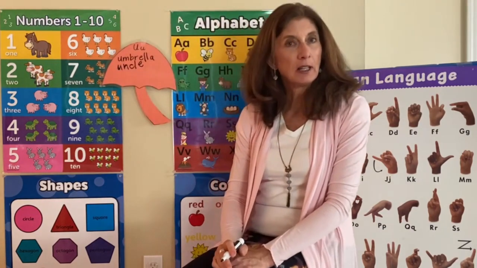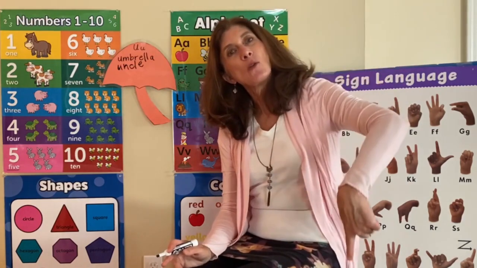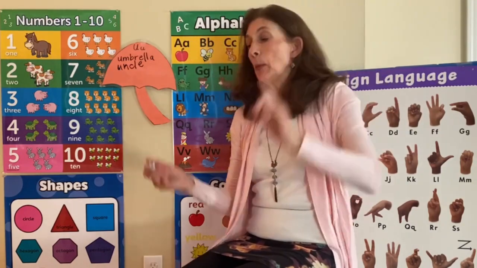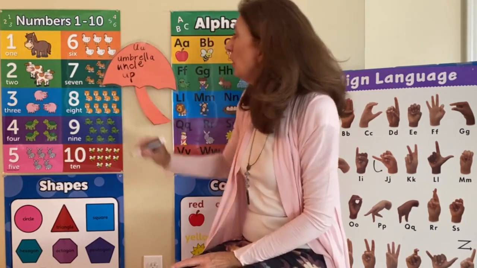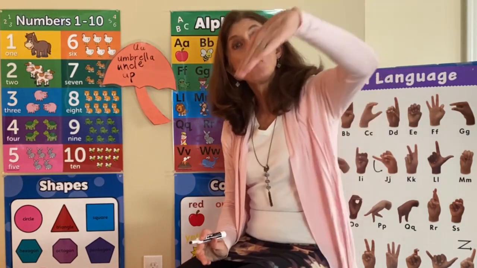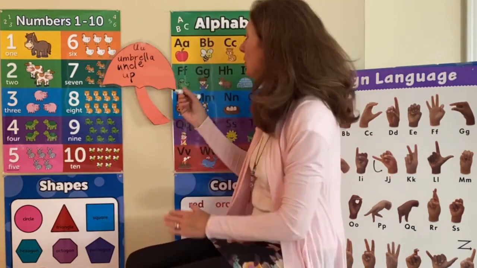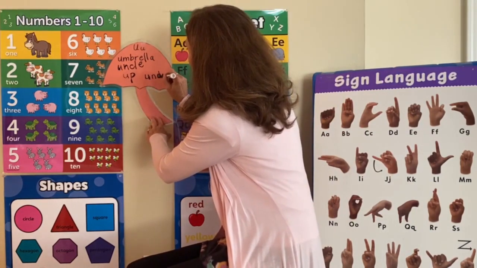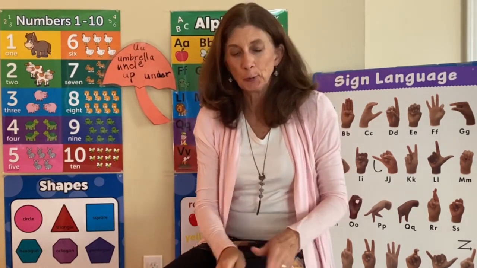Let's think of another word that starts with U. It's the opposite of down. Do you know what the opposite of down is? It's up. The word up starts with the letter U. Let's think of one more. This is the opposite of over. You're not going over, you're going under. Under starts with a U. Let's write the word under. So we have several words that start with the letter U.